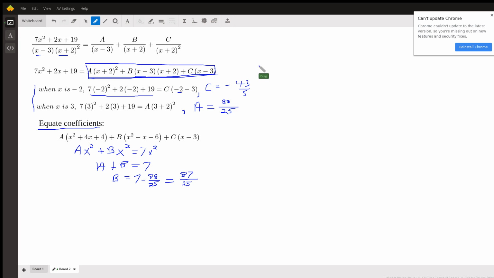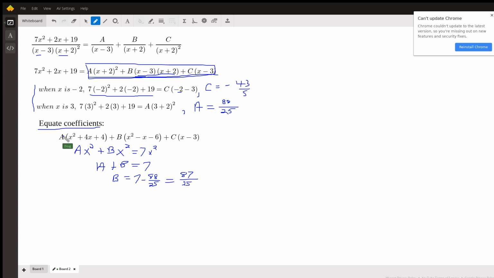and then you can say, well, the constant term has to equal 19, or the linear term has to have a coefficient of 2, or the x squared term has to have a coefficient of 7. So if I write it out, if I square this first binomial, I get x squared plus 4x plus 4. If I multiply these two binomials together, x squared minus x minus 6.